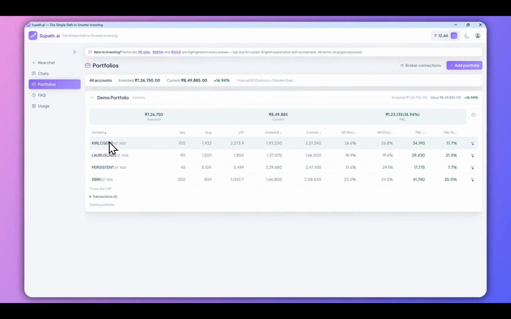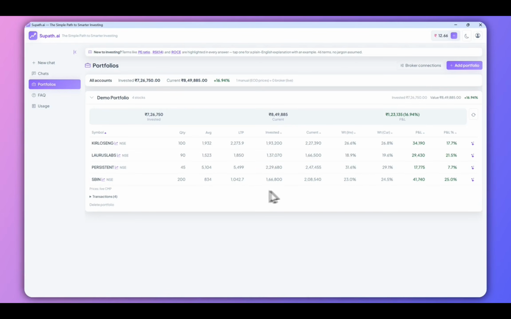The holdings table breaks that down per stock. Quantity, average cost, last traded price, invested and current value, and weight by both invested and current value. That last pair is the useful one. Persistent is 31.6% of the money you put in, but 29.1% of what the portfolio is worth today. So its share of the portfolio has drifted down, even though the position itself is up.